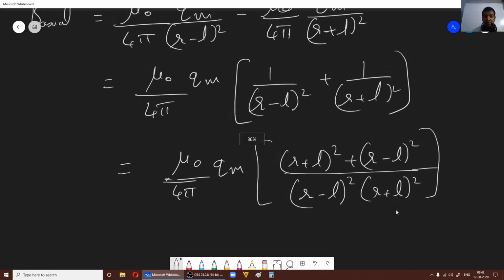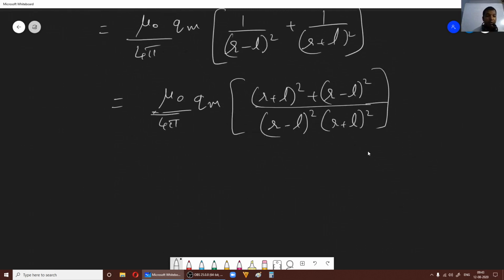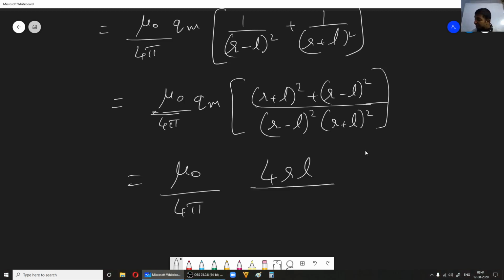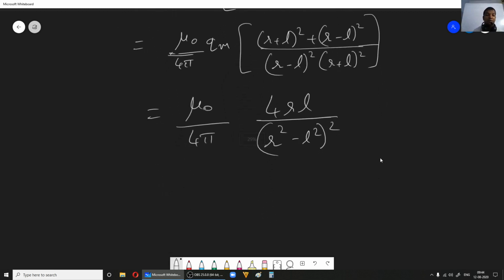Now upon simplification, I'll write the steps directly, please simplify. Upon simplification you should be getting 4RL divided by r square minus L square the whole square. Fine, so this is what we get.